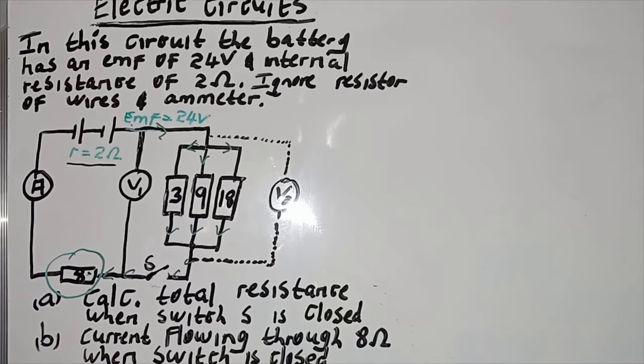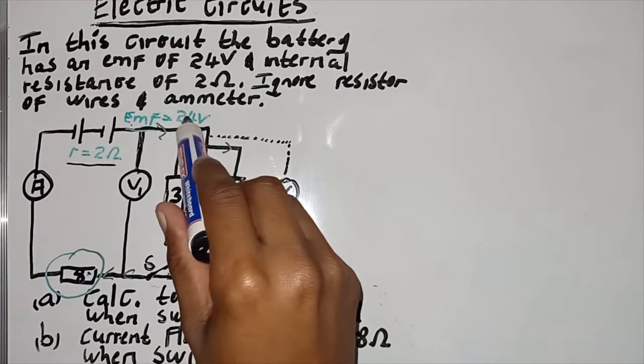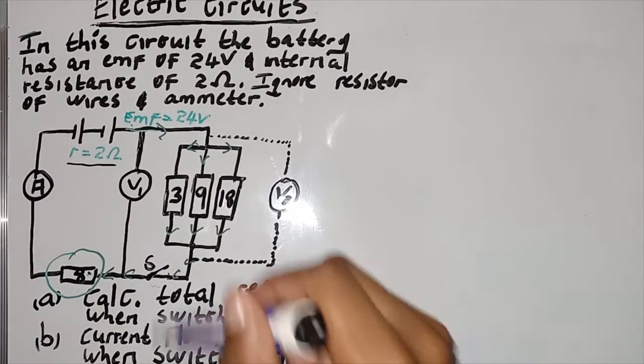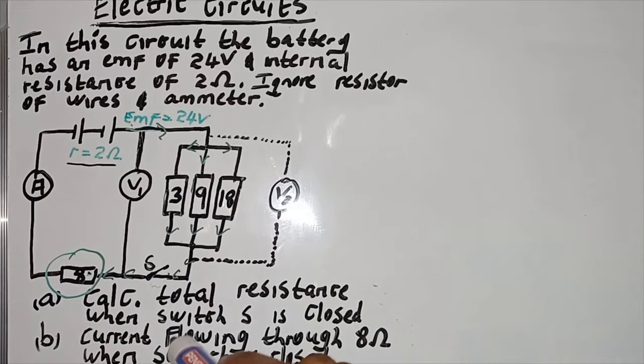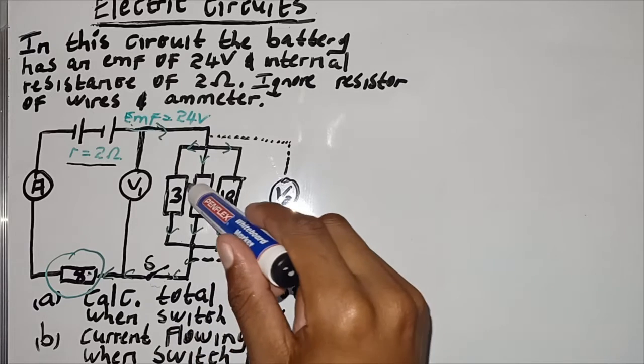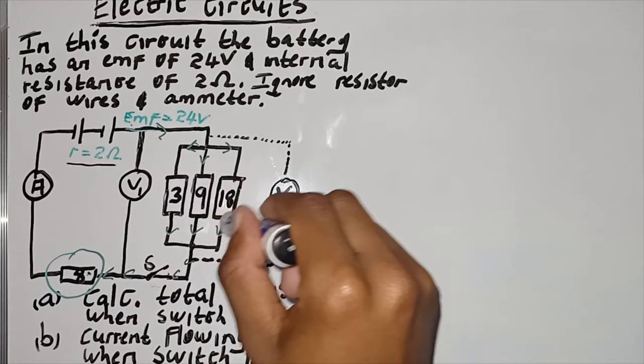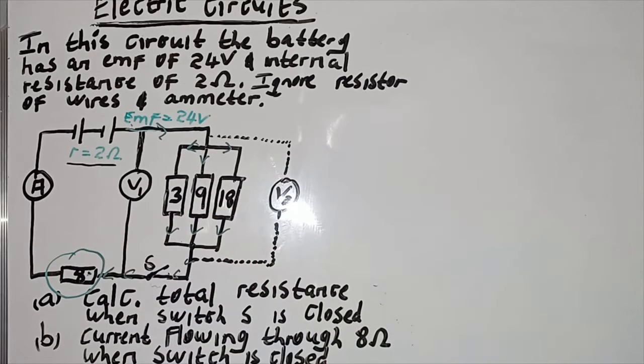Number A says, calculate total resistance when switch S is closed. So it means that now we close switch S. When we close switch S, the voltage is going to change. We are going to have what we call a V load. Now the V load is also known as V external, the external voltage, the voltage of our external circuit. This is what we call the external circuit.